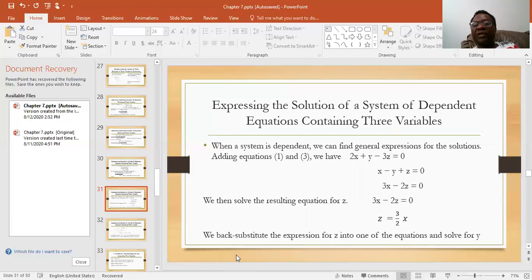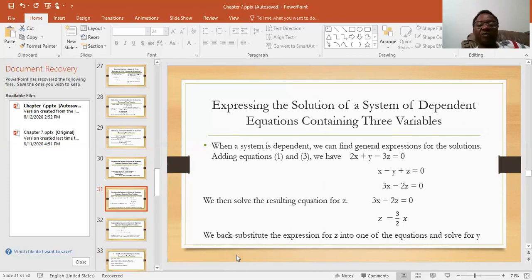When the system is dependent, we can find a general expression for the solution. Adding equation 1 and equation 3, we have 2x plus y minus 3z equals 0. So x minus y plus z equals 0. And then we have 3x minus 2z equals 0. We then solve the resulting equation for z, and we have z equals 3 over 2 x.